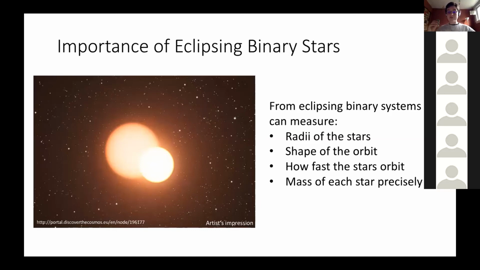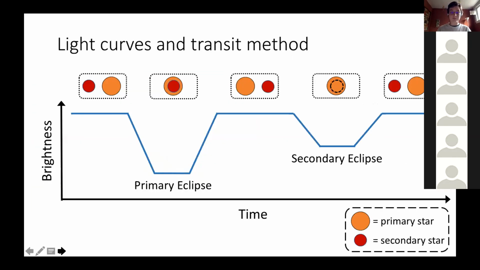We can also see how fast the stars are going around each other, and it provides a way to measure the mass of each star directly. So these are all things that are really important to know about stars, but really hard to measure. And it just happens that the orientation of an eclipsing binary star allows us to measure a lot of these properties. So they're really useful.